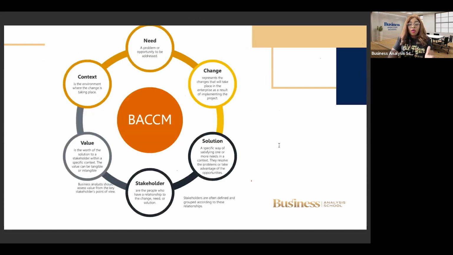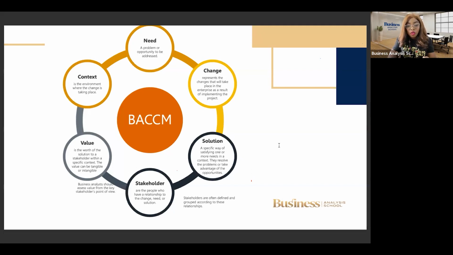Now, this is what the core concept model looks like visually, because it is actually 6 concepts, right? It's the need, change, solution, stakeholder, value, and context. I always teach the core concept model because this should be your foundation as a business analyst. And even though we're going to learn some more advanced models during the class, we have to start with this foundation. As a business analyst, you have to know the core concept model because it helps you to ask the right questions.